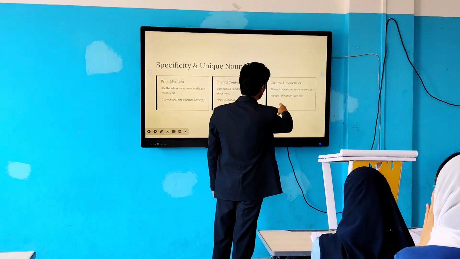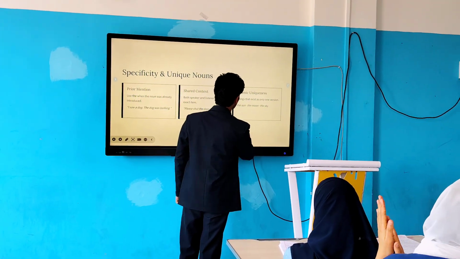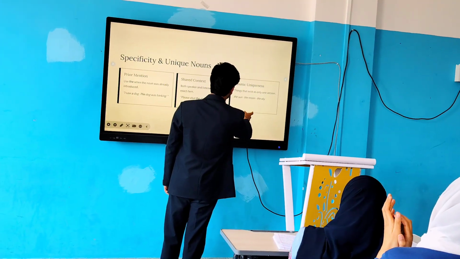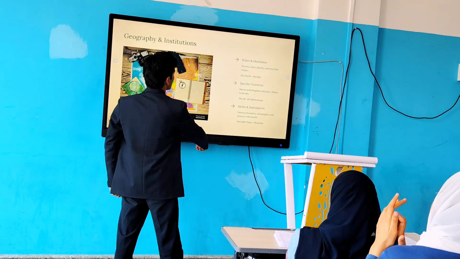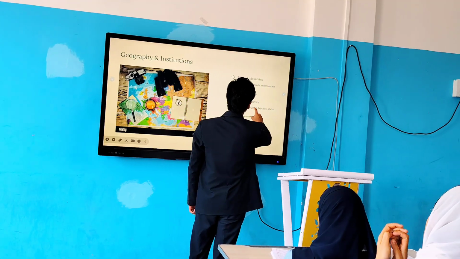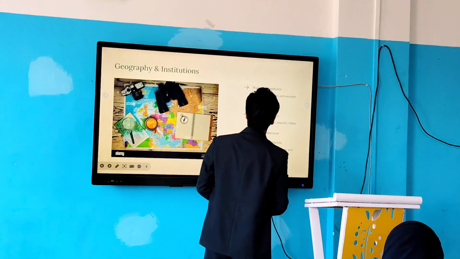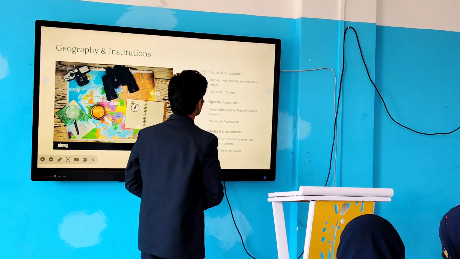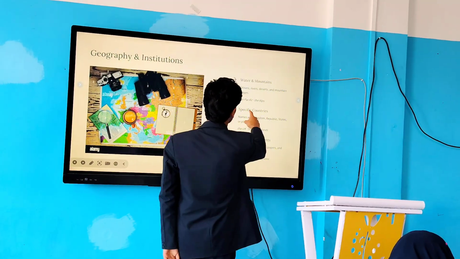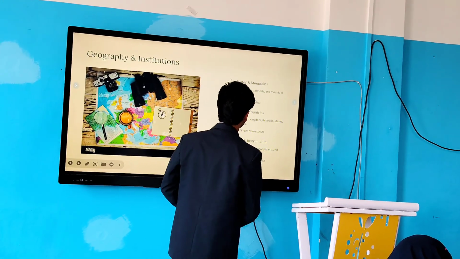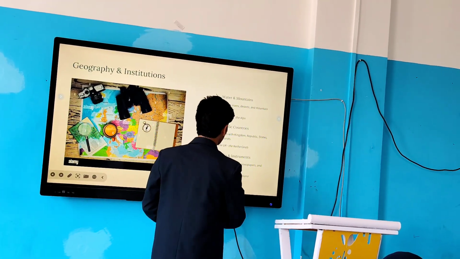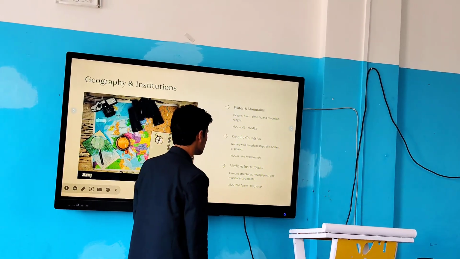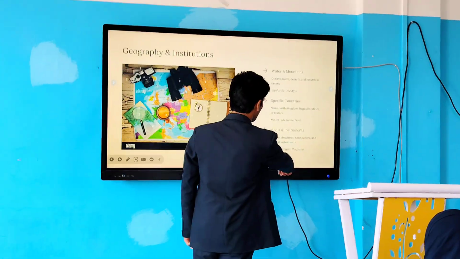Cosmic uniqueness. It is also used to write the things which are unique in the world, like the sun, the moon, the sky. These are only one, these are singular and very unique. Water and mountains. Oceans, rivers, deserts and mountain range. We use the to specific countries, names with kingdoms, economic states, like the UK and the Netherlands. Media and instruments, famous structures, newspapers, and musical instruments, like the piano, the guitar, etc.